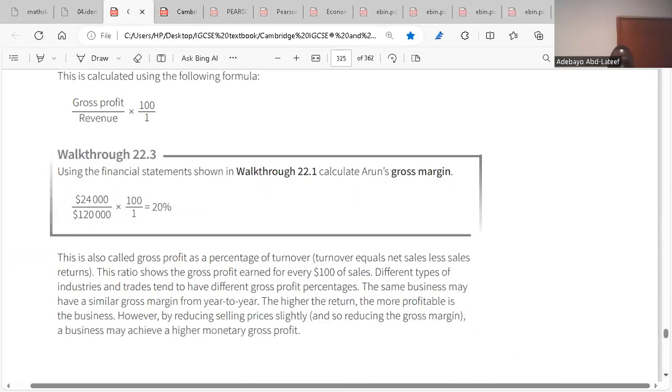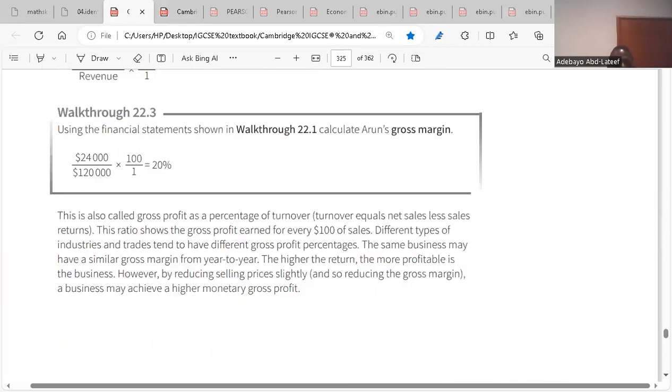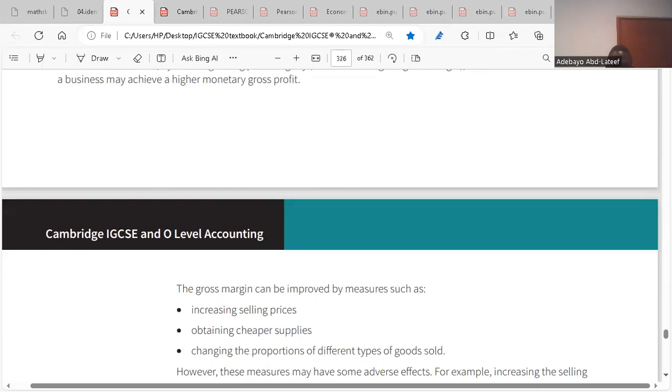For gross profit margin, this is also called the gross profit margin as a percentage of turnover. All right, they said, how can we improve the gross profit margin? We can improve the gross profit margin by increasing the selling price, obtaining cheaper supplies, or changing the proportions of different types of goods sold. The gross profit margin is the margin of profit made.